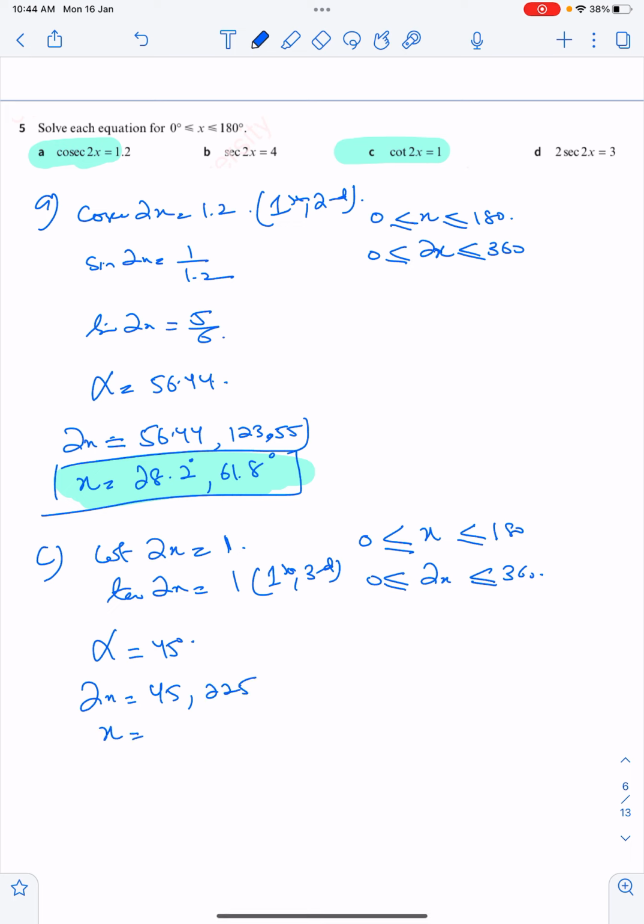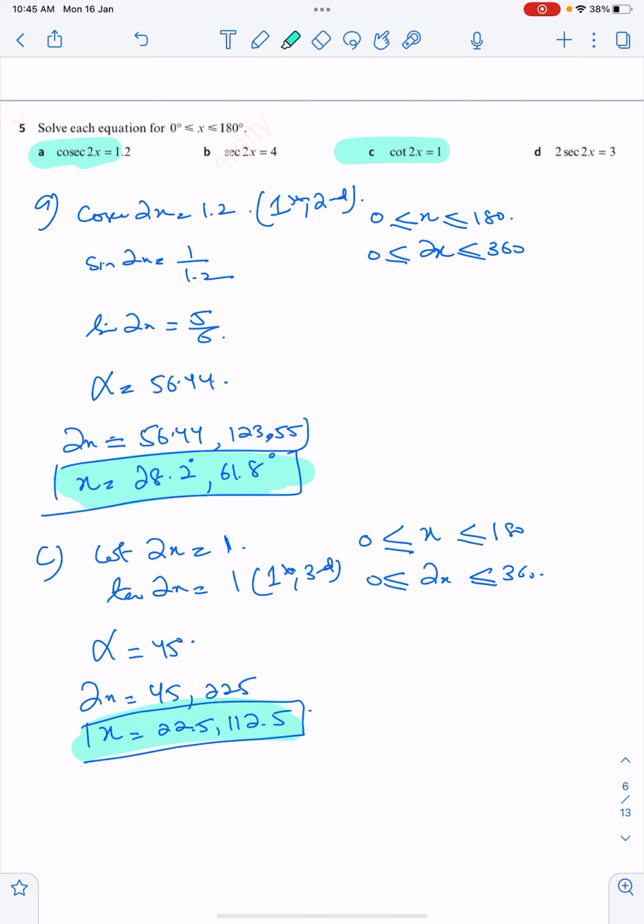So x is going to be 45 divided by 2 and 225 divided by 2. It's going to be 22.5 and 112.5. These are the two answers which we are getting for the C part of question number 5.